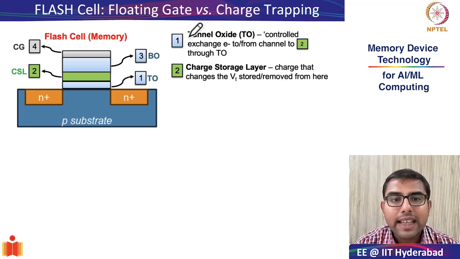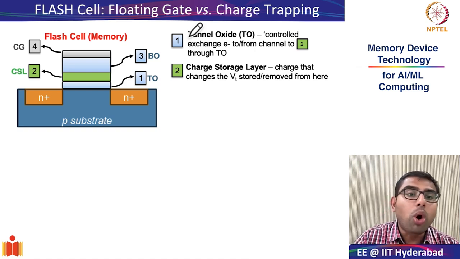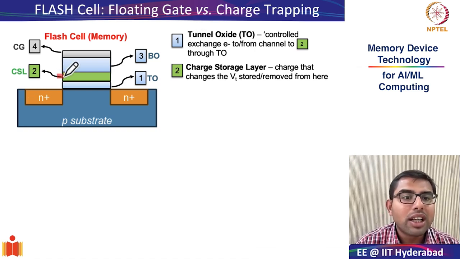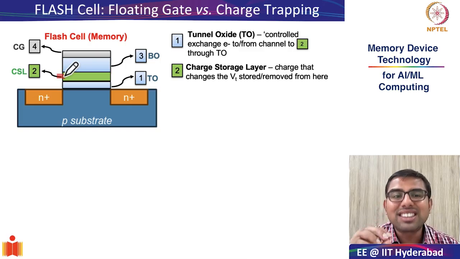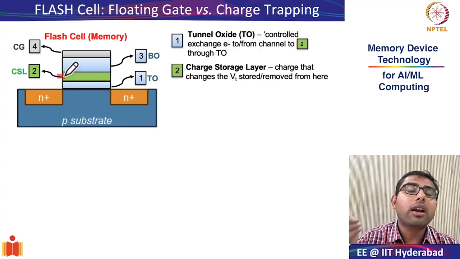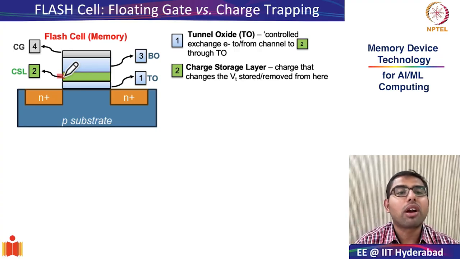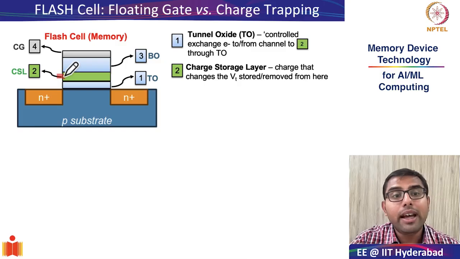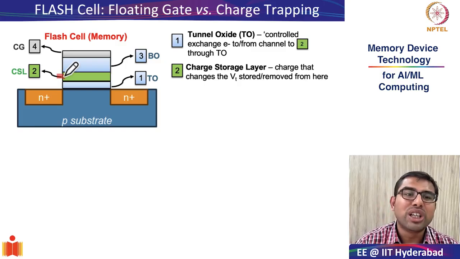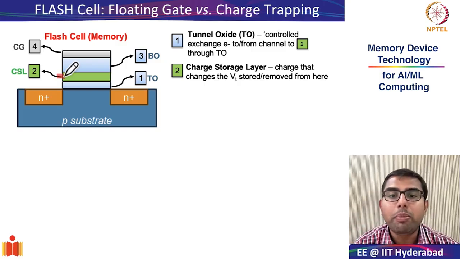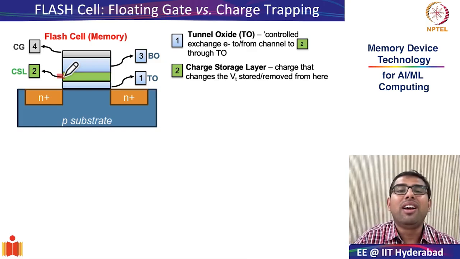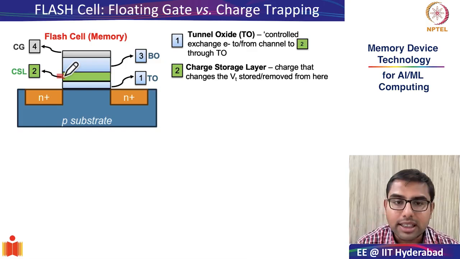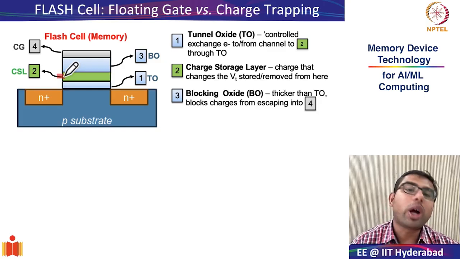The second, as we said, is the most important functional layer. This is the storage layer where charges are stored and removed from, indicated in green in this schematic. Whether there are electrons in the charge storage layer or not finally decides the effective threshold voltage of the transistor. So this is where the trap charges will be stored, and that will govern the threshold voltage of the transistor. The next is the blocking oxide.